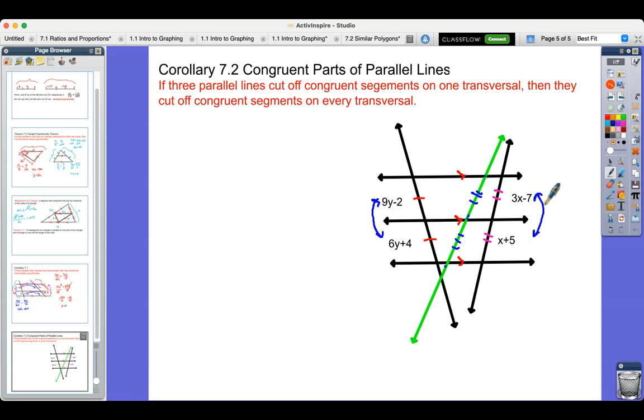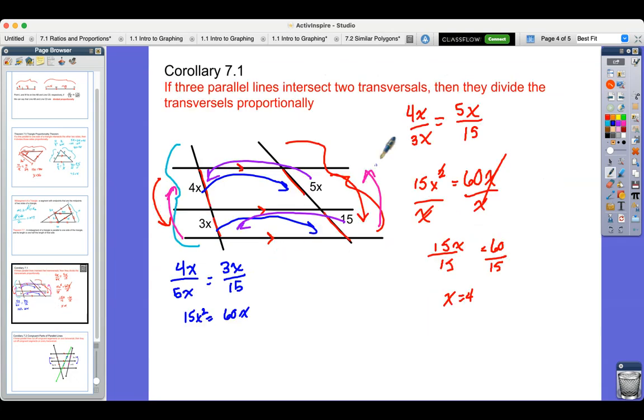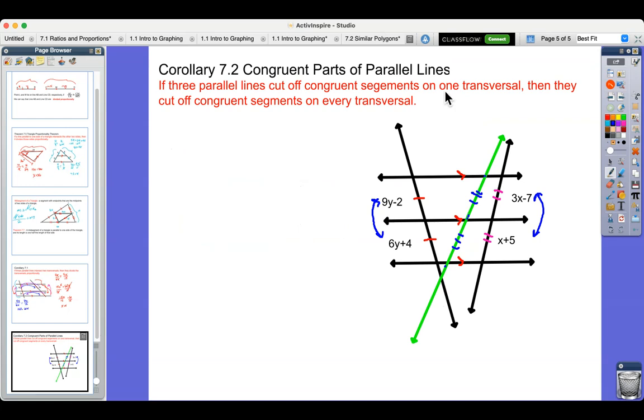So instead of setting the proportions like we were last time right here, we do this over this equals this over this. We can say, hey, 9y minus 2 equals 6y plus 4. We'll solve for y, and over here to solve for x, we would do, change colors, we do, hey, 3x minus 7 equals x plus 5. So if you know that one side got cut congruently, then all other transversals got cut congruently.